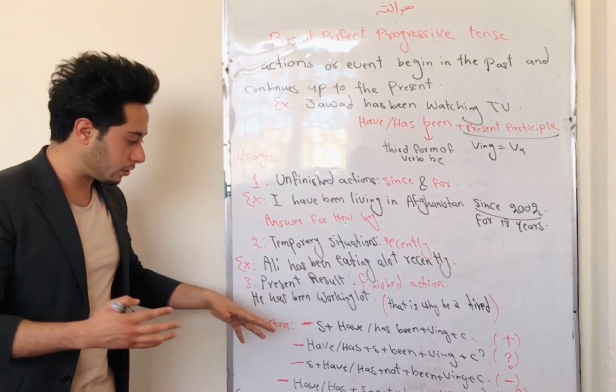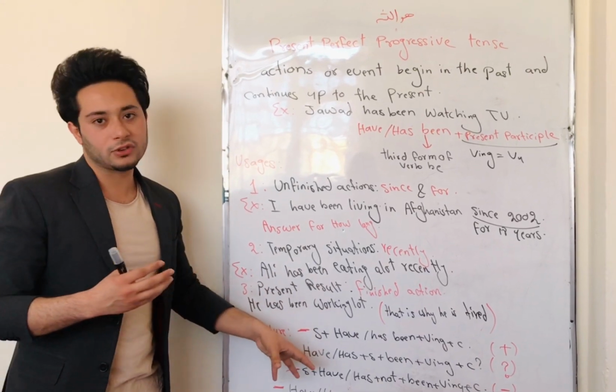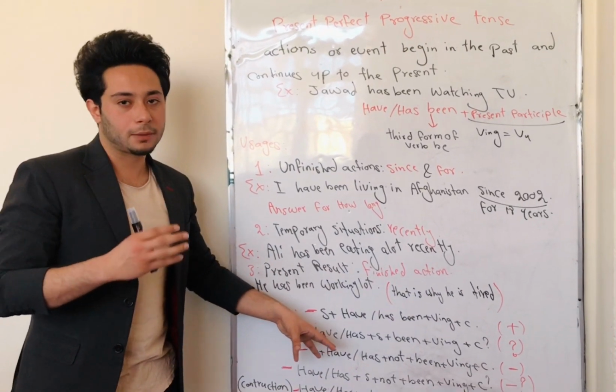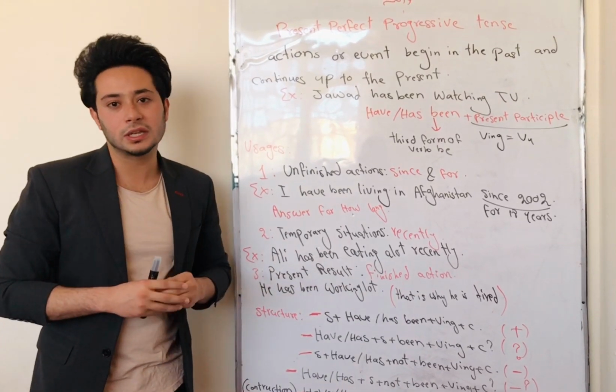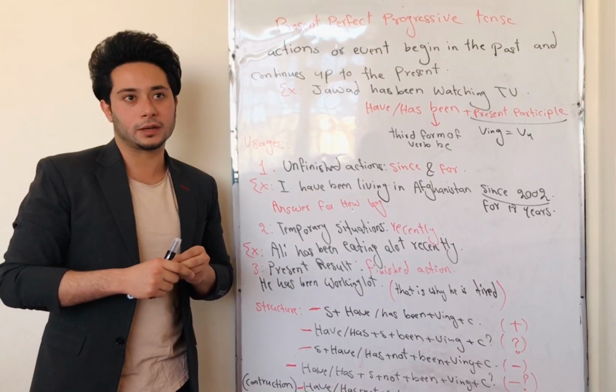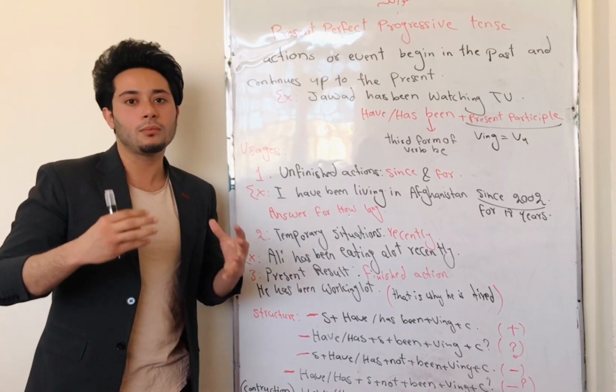Okay, let's talk about the structure. In this part, we are going to explain the structures. The first affirmative structure is subject plus have/has plus been plus verb-ing plus complement. For example, I can say that I have been watching TV for 2 hours. It means that it has been 2 hours that I am watching TV.